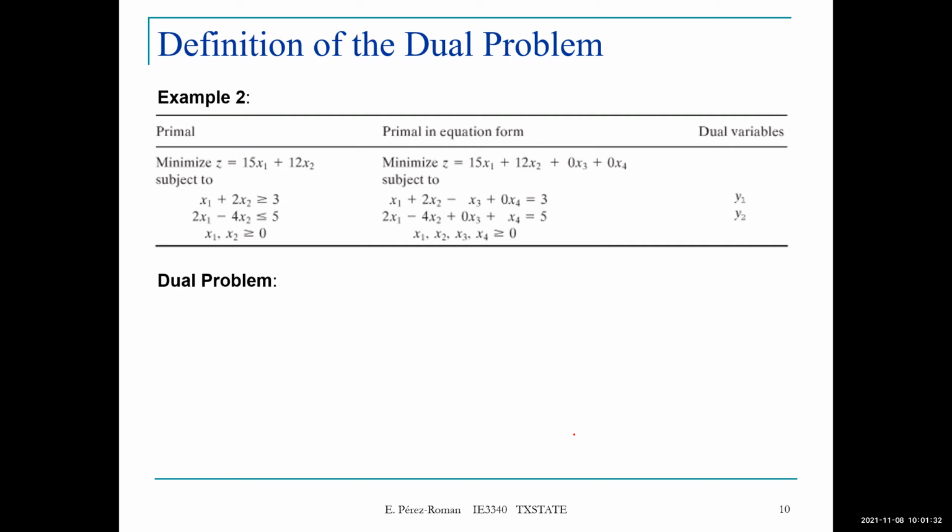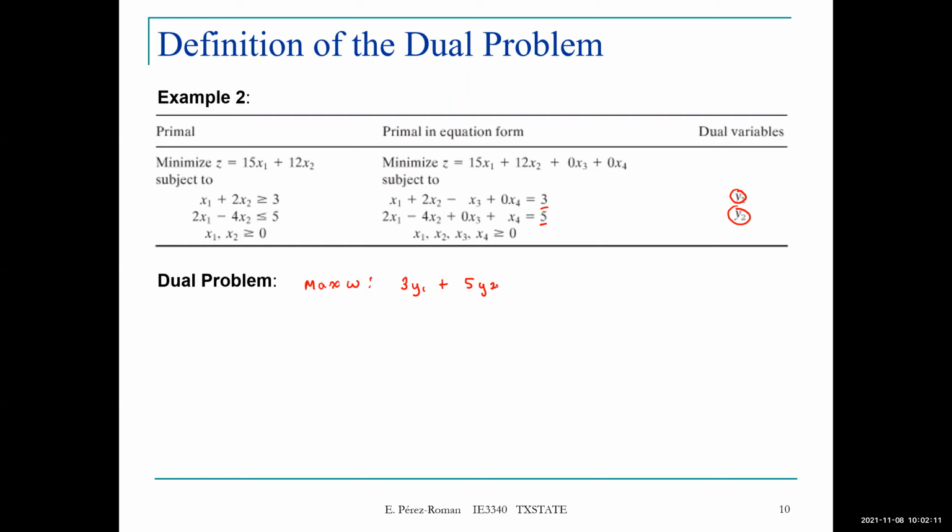Okay, so let's try this one. We start with a minimization problem, so the dual will be a maximization problem. This is max. And then we're going to use the coefficients of the right-hand side to build our objective function, and we're going to multiply those coefficients by the dual variables. So in this case, we have 3y1 plus 5y2. Any questions about that?